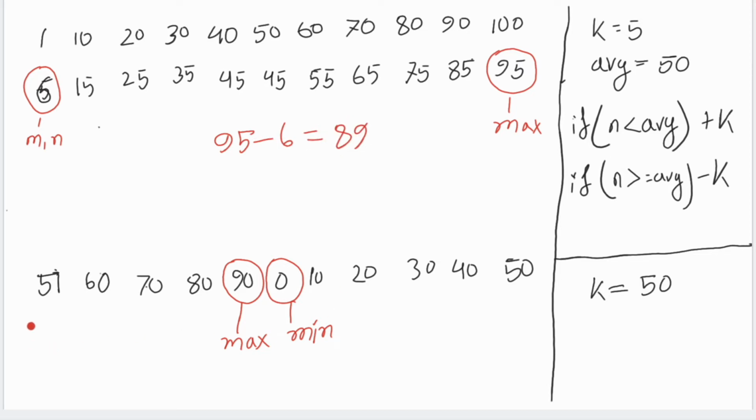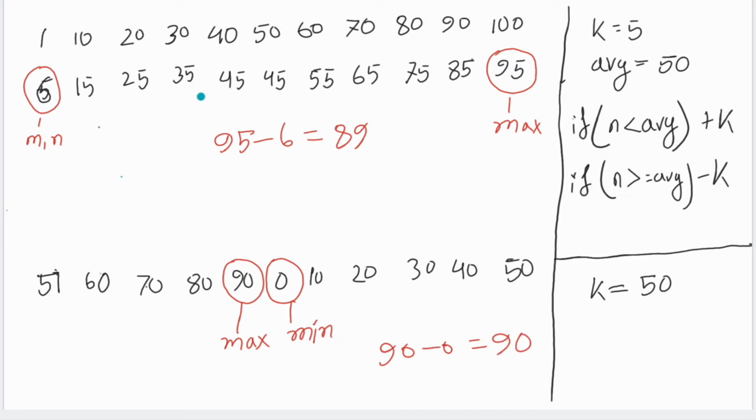And let's consider the second case now. In the second case the value of k is 50, so after doing these if conditions we get the third array, that is 51 to 50, and the minimum number here is 0 and the maximum number is 90, so our result will become 90 minus 0, that is 90.